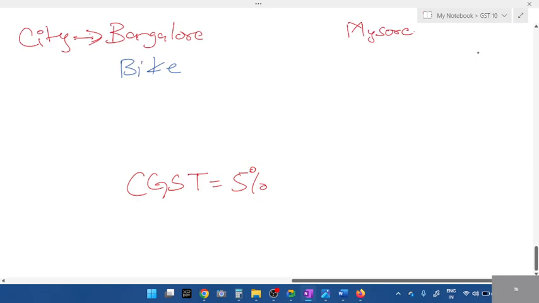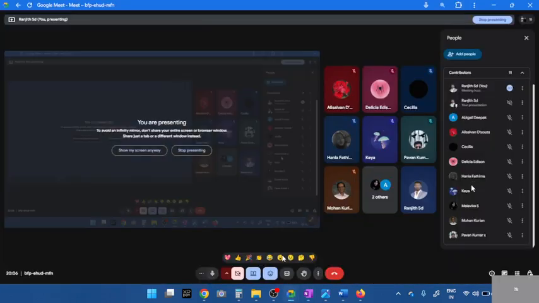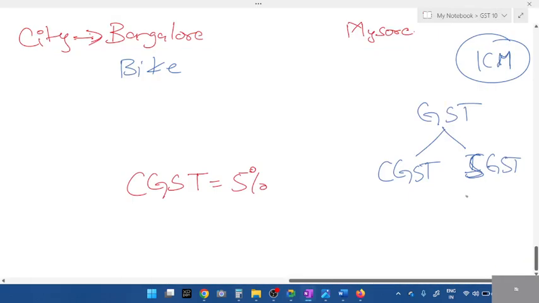How many CMs? Only one CM, right? Only one CM, so there is no problem. GST will get split. No, not like that. GST will get split into how many parts? Two parts. What are the two parts? No, there's a lot of background noise. Who had unmuted? Okay. It gets split into two parts.